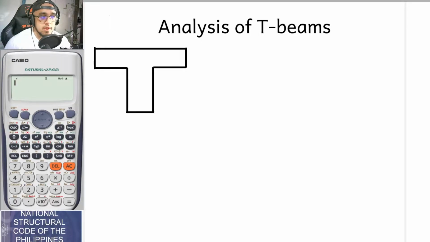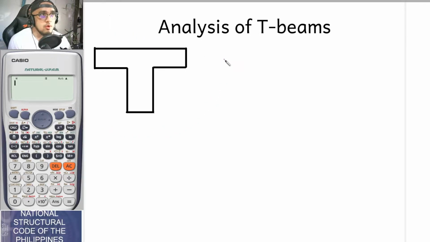In the first place, what is a T-beam? A T-beam is basically a flexural member that is shaped like the letter T in its cross-section. So its definition is as simple as that. For example, if this is the cross-section of a certain flexural member, and when we say flexural member, it is subject to bending, it means that this is a T-beam.